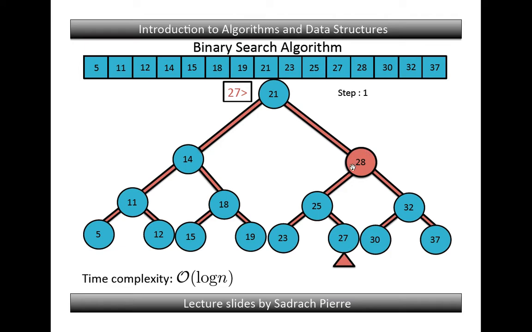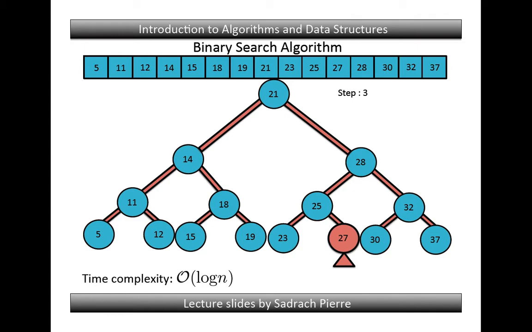And we calculate the middle index of the upper half of the array. And we compare it to the value that we're searching for. 27 is less than 28. Then we go to the lower half of this subarray and compare the midpoint of this lower half to 27 and we see that 25 is less than 27. Then we step to the right and we finally find our value, 27, that we've been looking for.